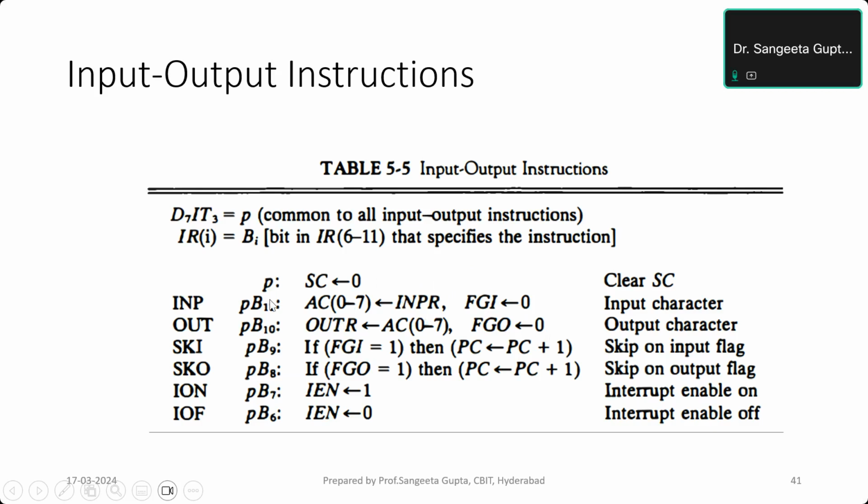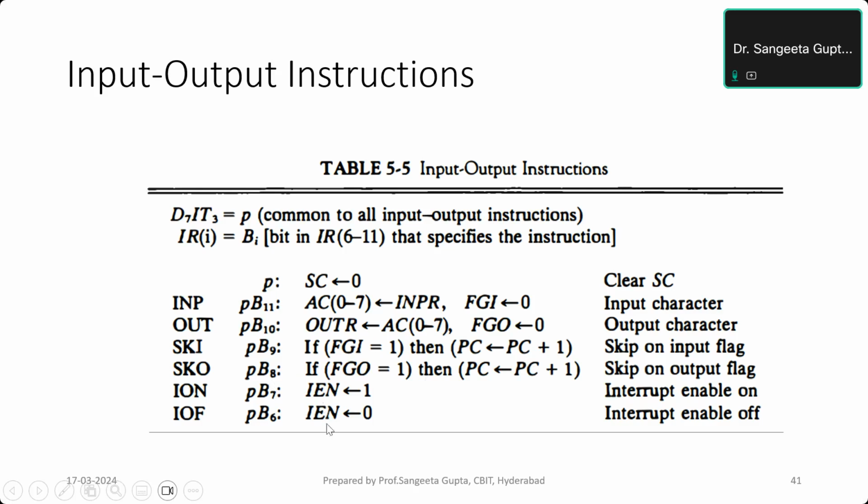Whenever we wanted to perform a skip operation on these input and output contents, then to perform skip on input flag, the content of FGI, that is input flag, is checked. If the content is equal to 1, then we are skipping the current instruction and proceeding with the execution of next instruction. Similarly, by looking at the content of the output flag, if the output flag is 0, then we are skipping the current instruction and executing the next instruction.